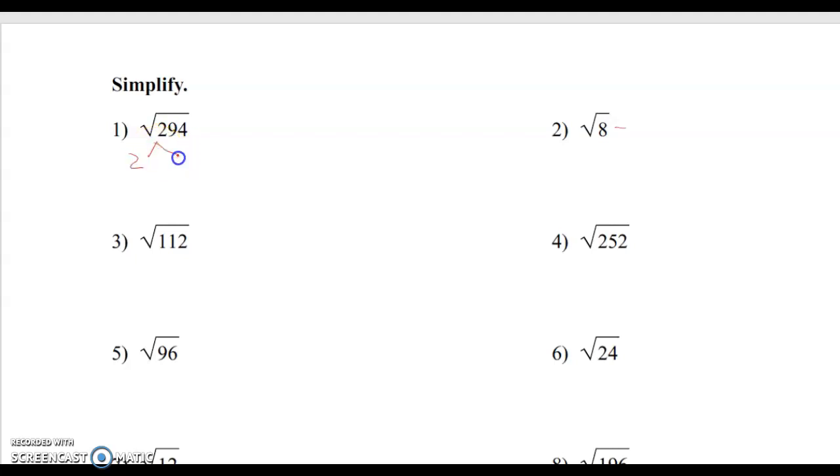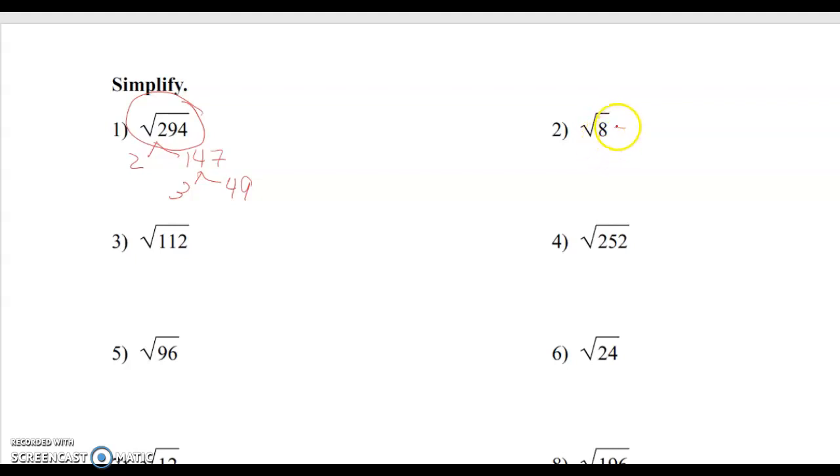So let's see, 2 goes in there 147 times. Let's see, 3 will work, and we're left with 49. 49, oh, that doesn't help us much at all. This one we're just stuck with. So we really can't simplify this one.